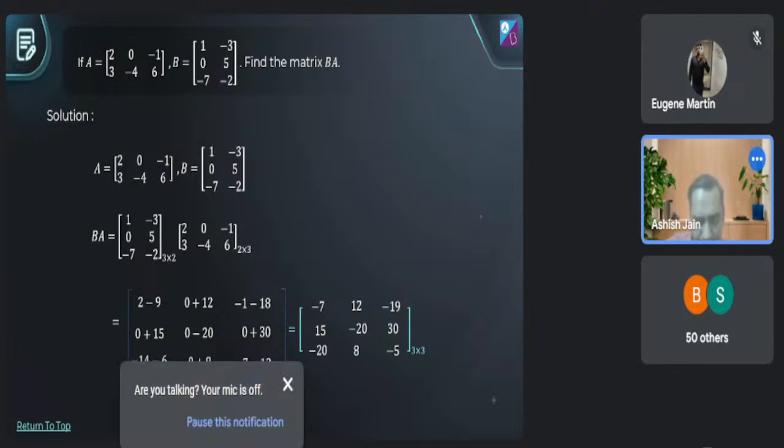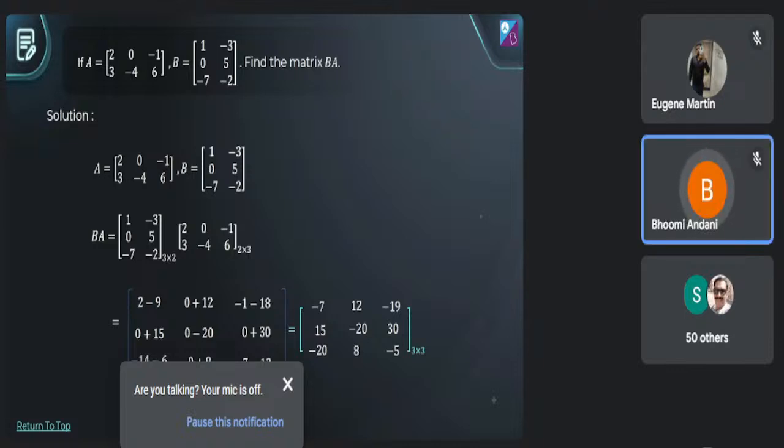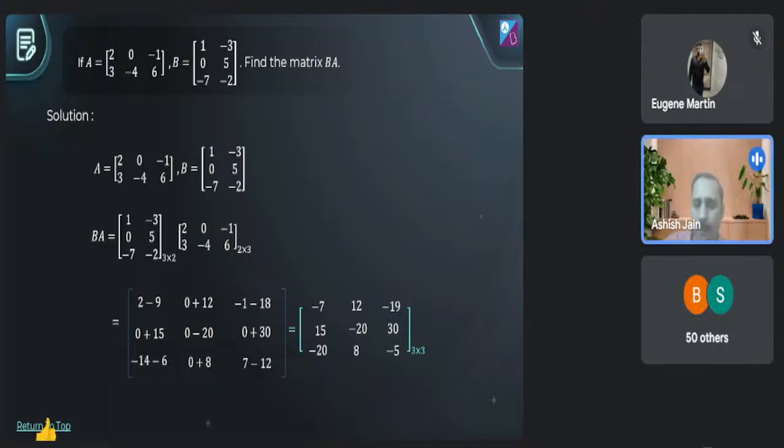Clear hai? Yes, sir. So we have to find the value at first row, third column. First row, third column कब मिलेगा? When I multiply first row elements of B with third column elements of A. That means 1 into minus 1, which is minus 1, minus 3 into 6, which is minus 18. So my answer is minus 19. Similarly, for second row, first column, I have to multiply second row elements of B with first column elements of A. That means 0 into 2, 0, 5 into 3, 15. My answer is 15.